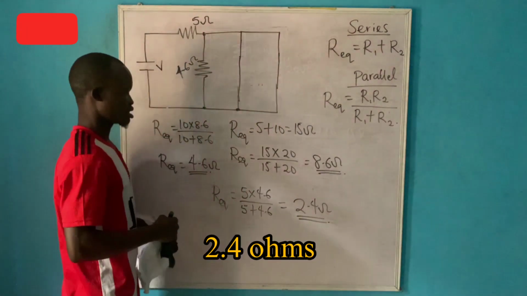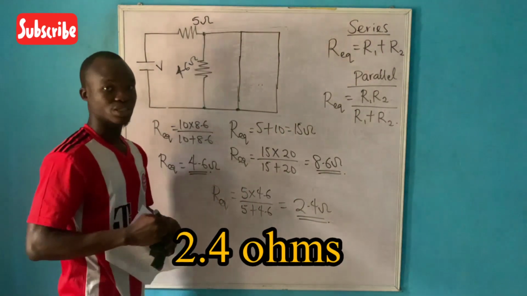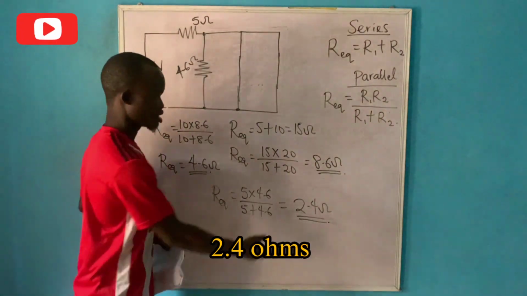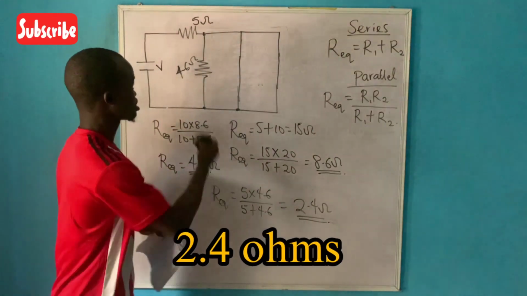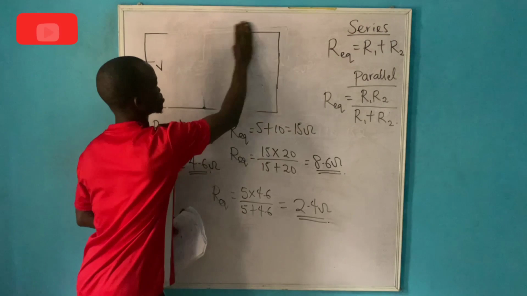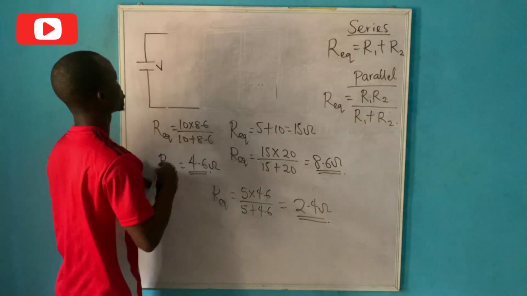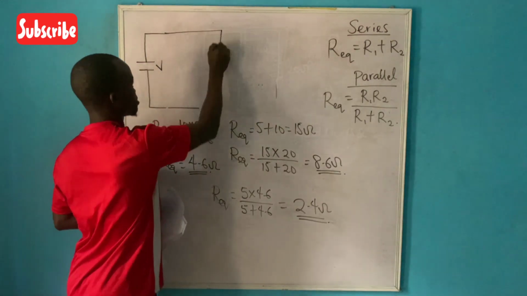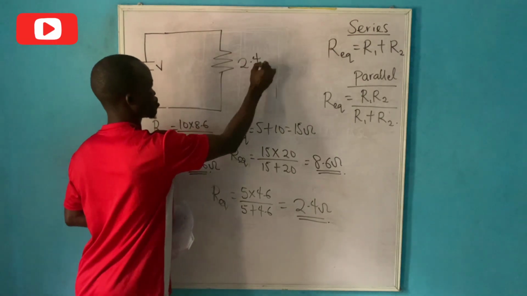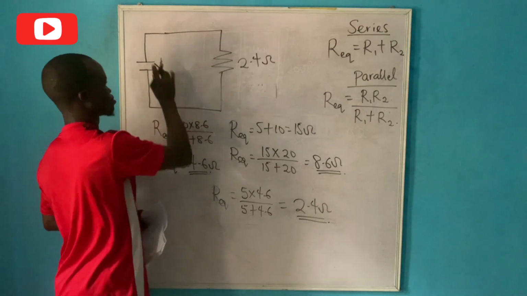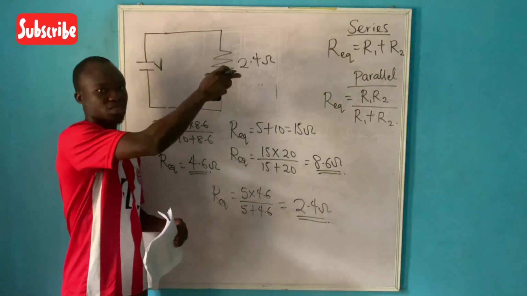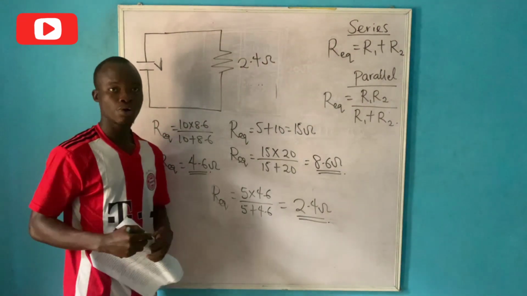So now we can see that the total resistance, or let's say the equivalence resistance of the 5 resistors is 2.4 ohms. And we can simply draw the circuit to be this, which is 2.4 ohms for this circuit. So the total resistance or the equivalence resistance is simply 2.4 ohms.